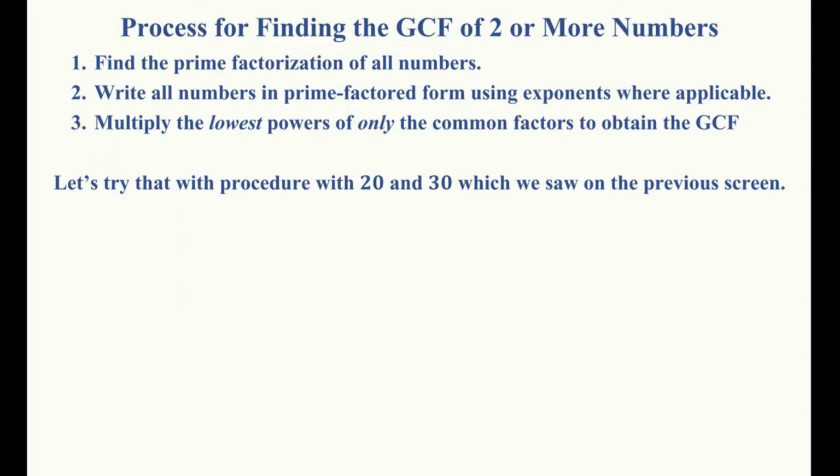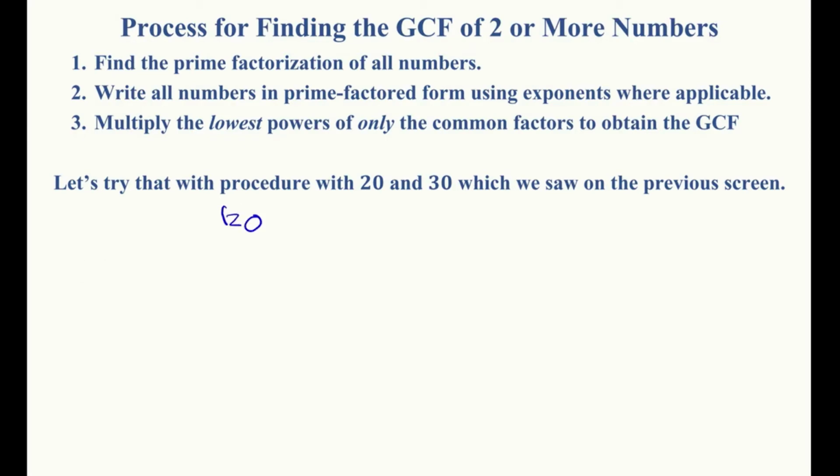So let's come up with a process for finding the GCF of two or more numbers that can handle even larger numbers. I mean, 20 and 30 were simple. So what we'll do is we'll find the prime factorization of all the numbers involved. Then we'll write the numbers in prime factored form using exponents if necessary. Then we'll multiply the lowest powers of only the common factors to obtain the GCF. So you can see that with 20 and 30 very simply.